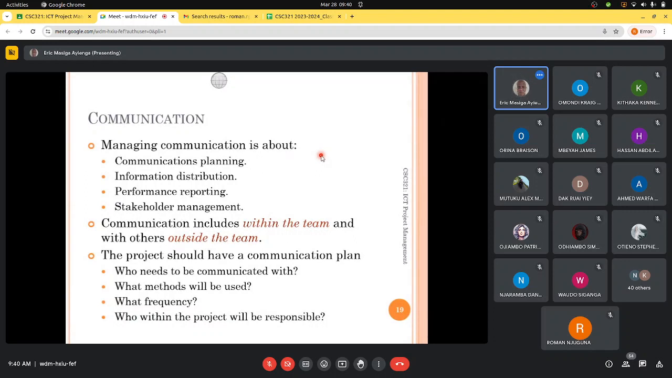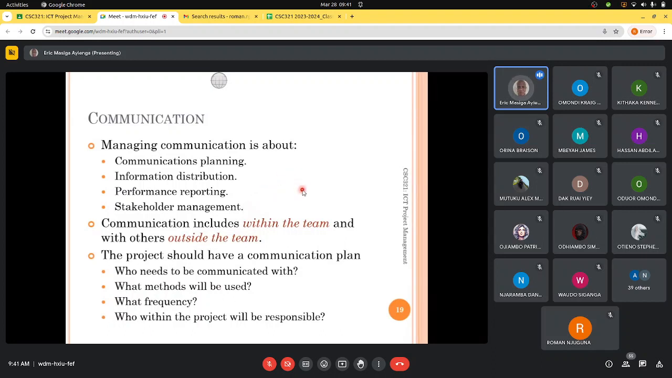How many times will we be meeting in a week in this project? Is it weekly? Is it daily? Is it monthly? And who is going to meet? Then it involves information distribution. You must know what information is going to who. It involves performance reporting. People are doing different tasks. Are they doing these tasks properly? And so on. And then it involves stakeholder management. Our next topic will be on stakeholder management.